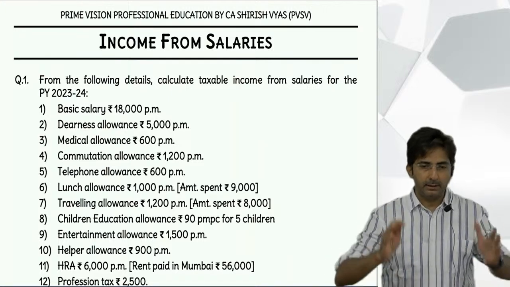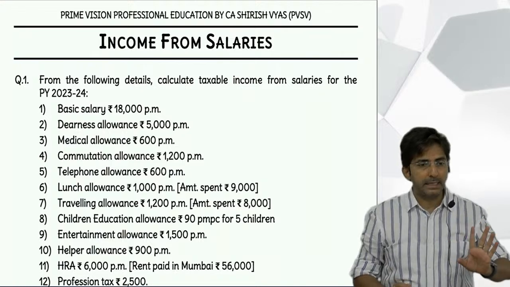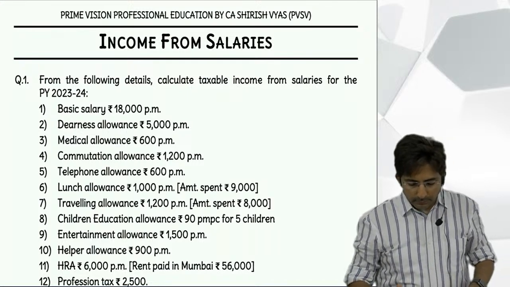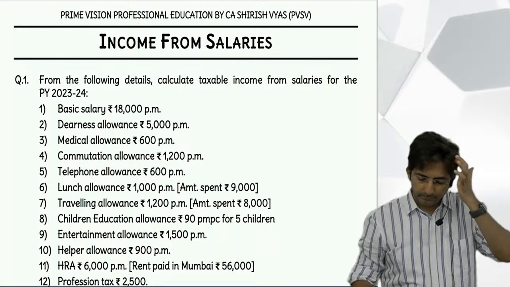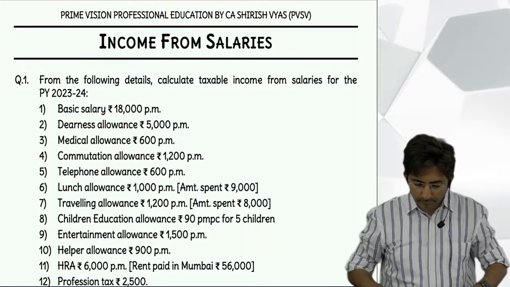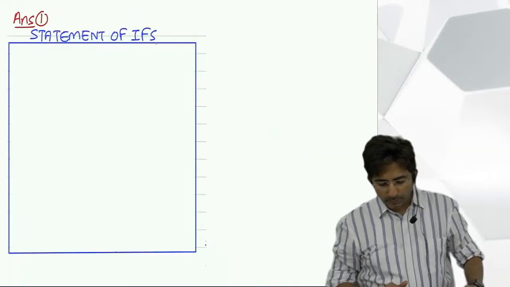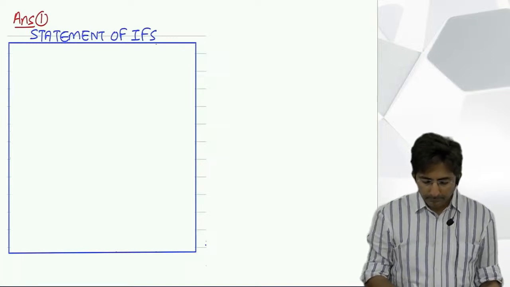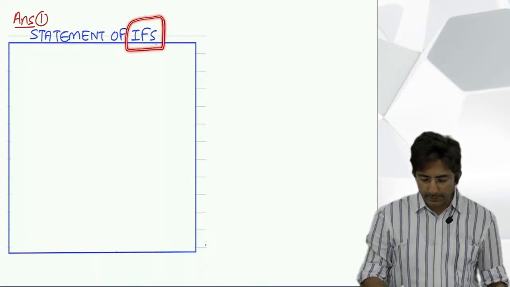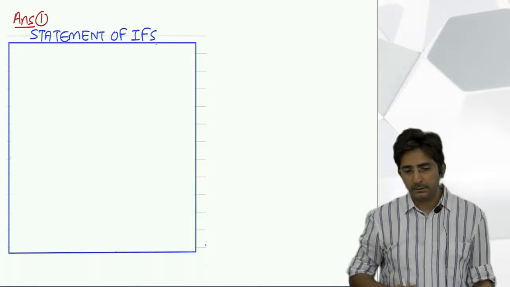What is our strategy? We will keep the statement ready, the statement of income from salary, and then one by one, we will give the effect of all items. Reading the whole sum will waste time. My statement is ready. Statement of income from salaries. I have written a short form here, IFS, but you can write the full form. It's better you write the full form: Income from salaries.